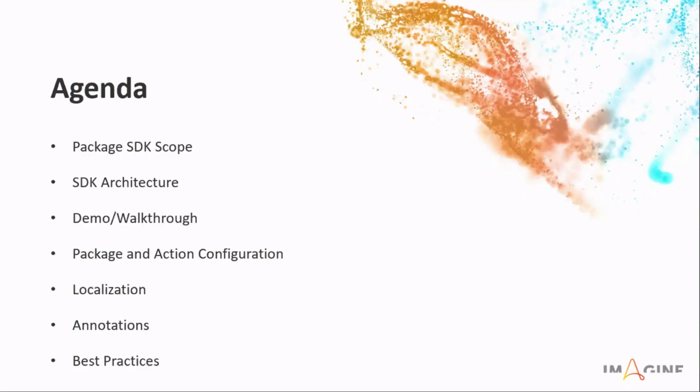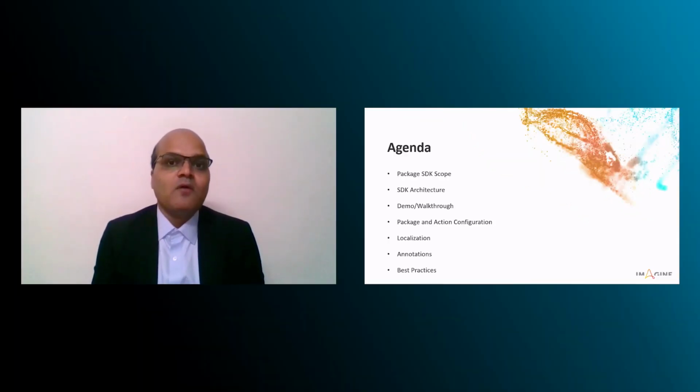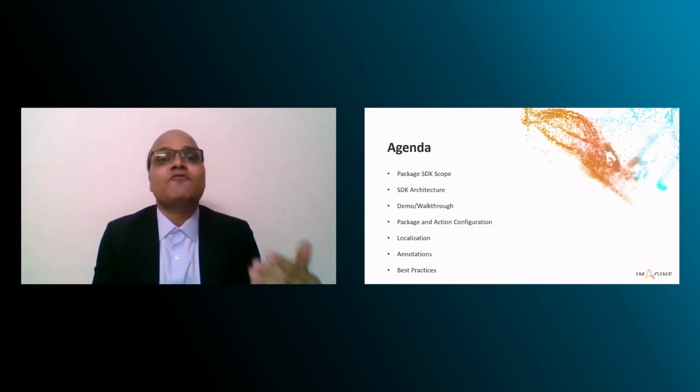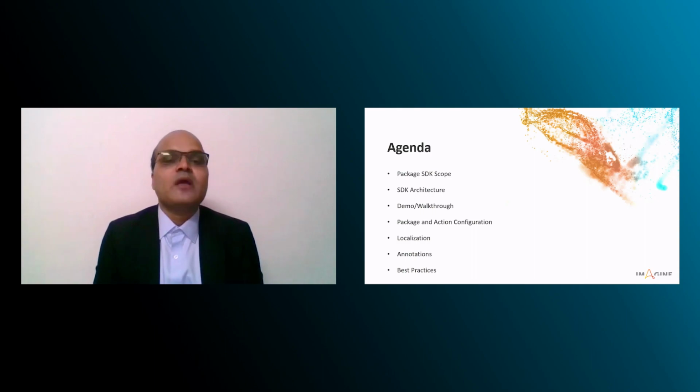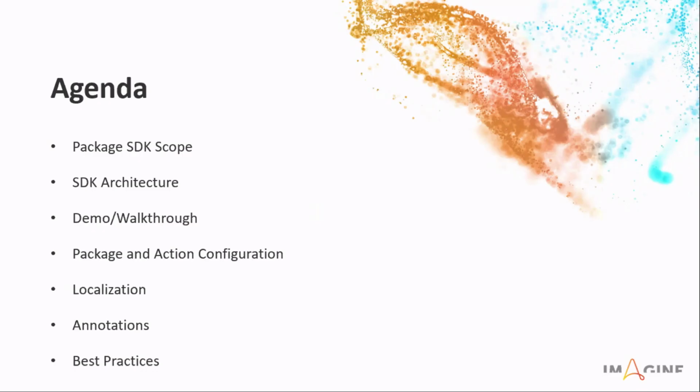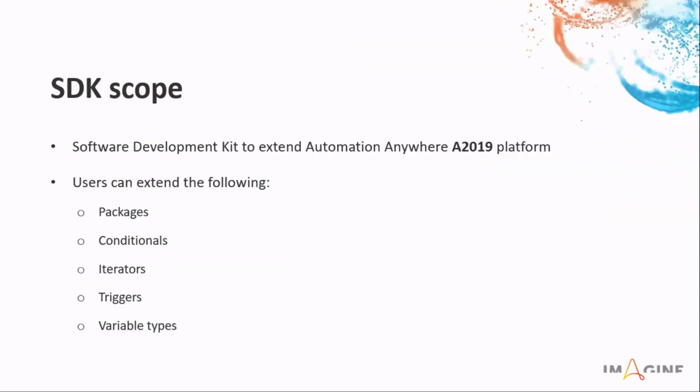Let's get started with the agenda. We will first take a look at the package SDK scope, what all is possible using the A2019 package SDK. Then we will take a look at the architecture of the package SDK. We will follow it with a quick walkthrough wherein we will cover the steps which are needed to create a new custom package in the A2019 product. And then we will take a look at some of the configuration settings that we have on the package and action side. We will follow it with the localization settings. And then towards the end, we will take a look at the annotations and some of the best practices. With this, I'll get started on the SDK scope.